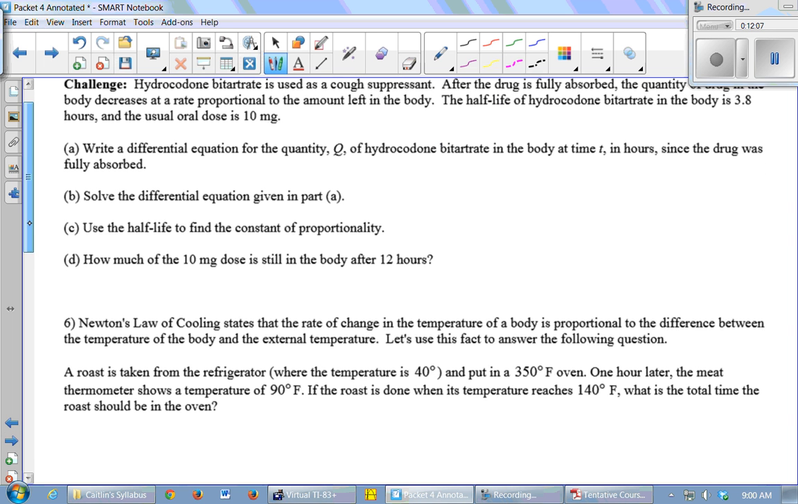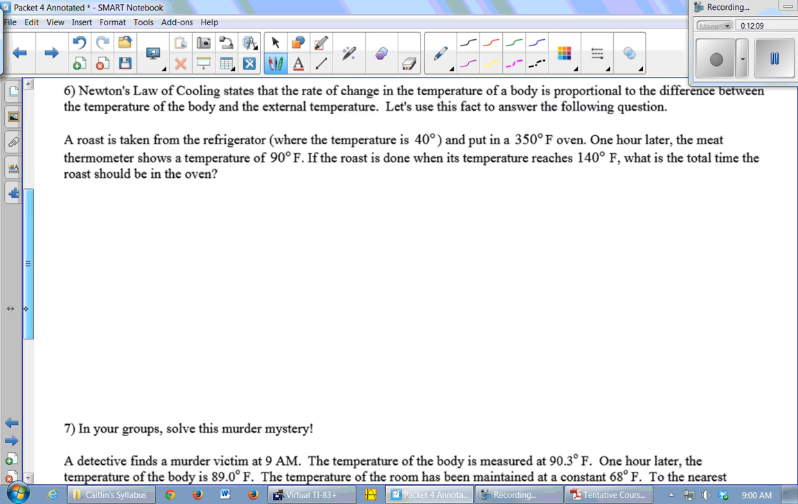All right, we're going to skip the challenge and look at Newton's law of cooling. All right, so Newton's law of cooling states that the rate of change in the temperature of a body is proportional to the difference between the temperature of the body and the external temperature. All right, so let's use this fact to answer this question.